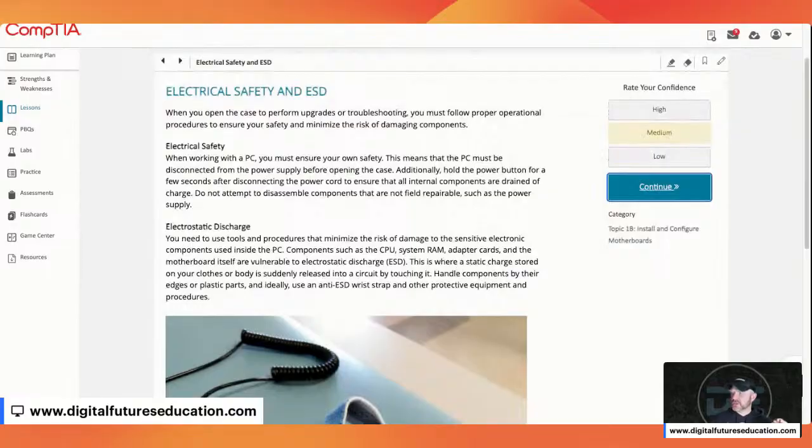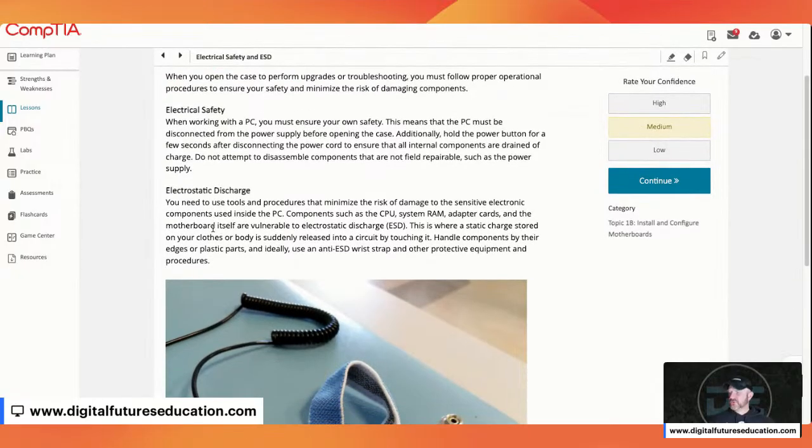So here's a section on electrical safety and ESD. It is important to understand electrical safety when working with computers, of course. It means that when working on a computer, it should be powered down if you can, disconnected, and drained of charge. Electrostatic discharge is when, let me give you a great definition of this.